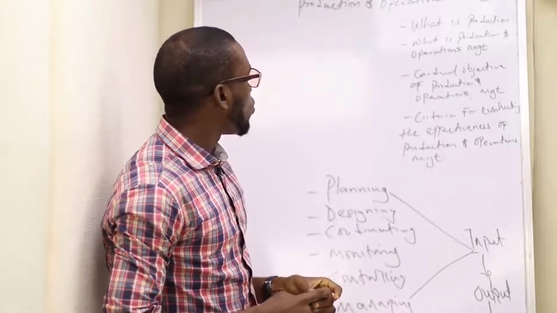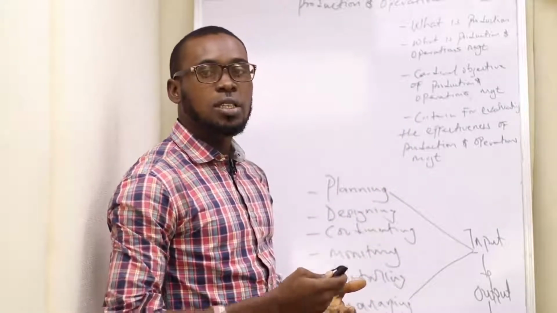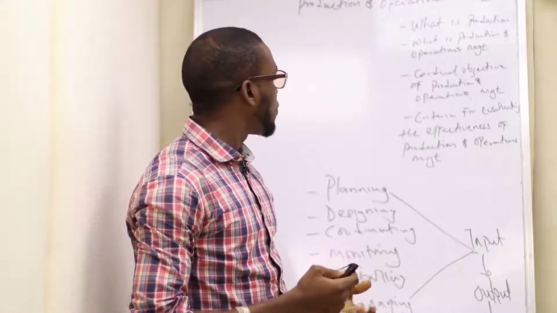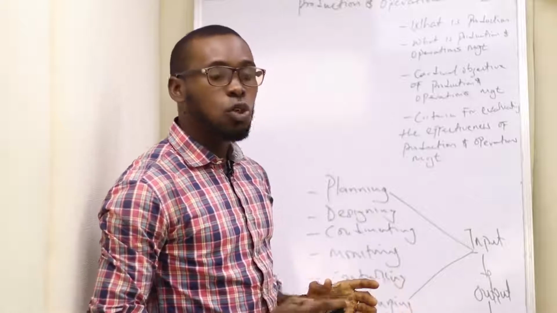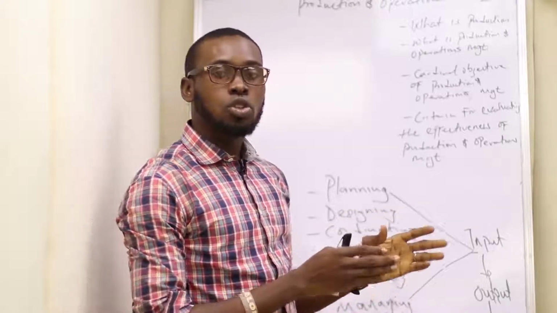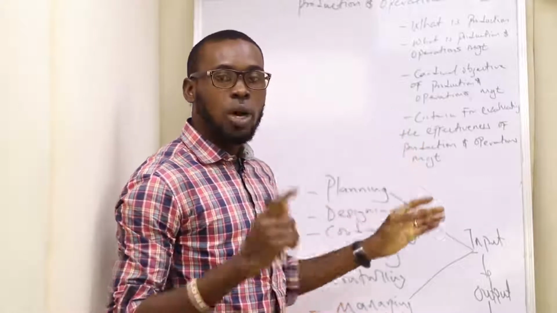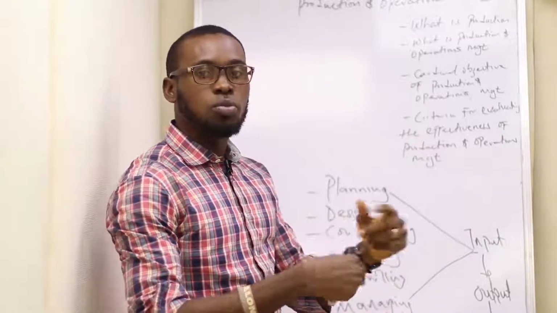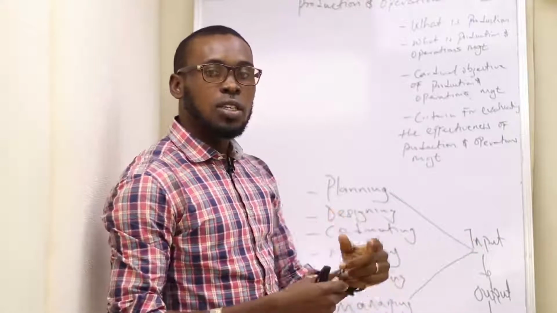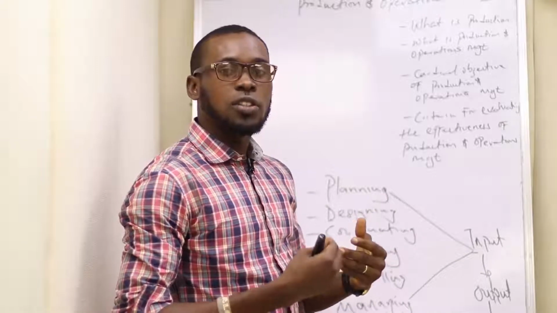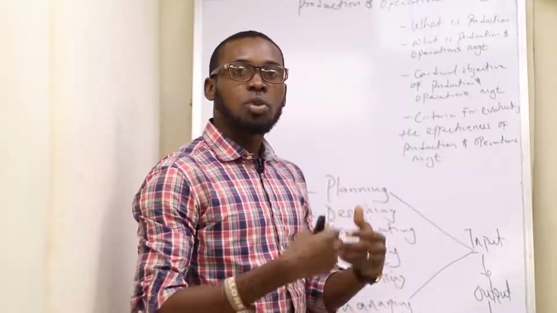Then the other part we'll look at here is, what are the criteria for evaluating the effectiveness of production and operation management? There are several criteria for you to know how effective a production system is. There are different criteria we need to consider. One of them is the volume of output it produces. How effective is this output? Is it conforming to the expectations of the consumers? Is it creating economic value?